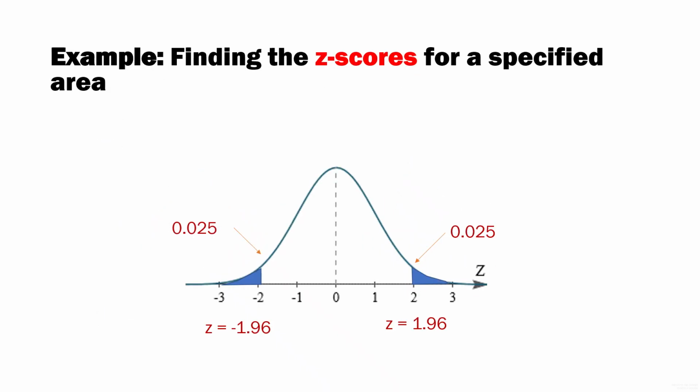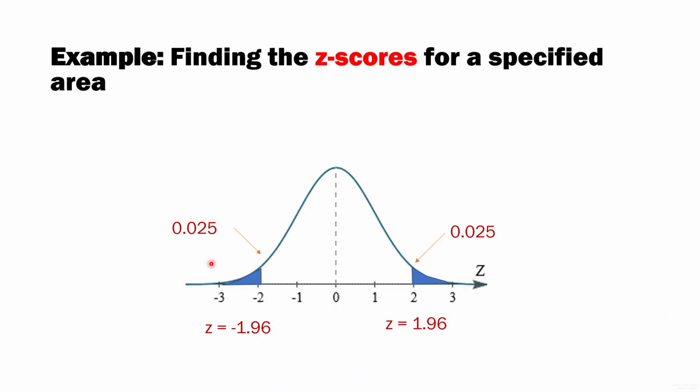And we'll do another example here. This is finding the z-scores for a specified area. So this is finding the two z-scores that divide the area under the standard normal curve into a middle 0.95 area. And so you can see that this section here is the 0.95 area, and then we've got the rest making 1: 0.025 on this side and 0.025 on that side here.